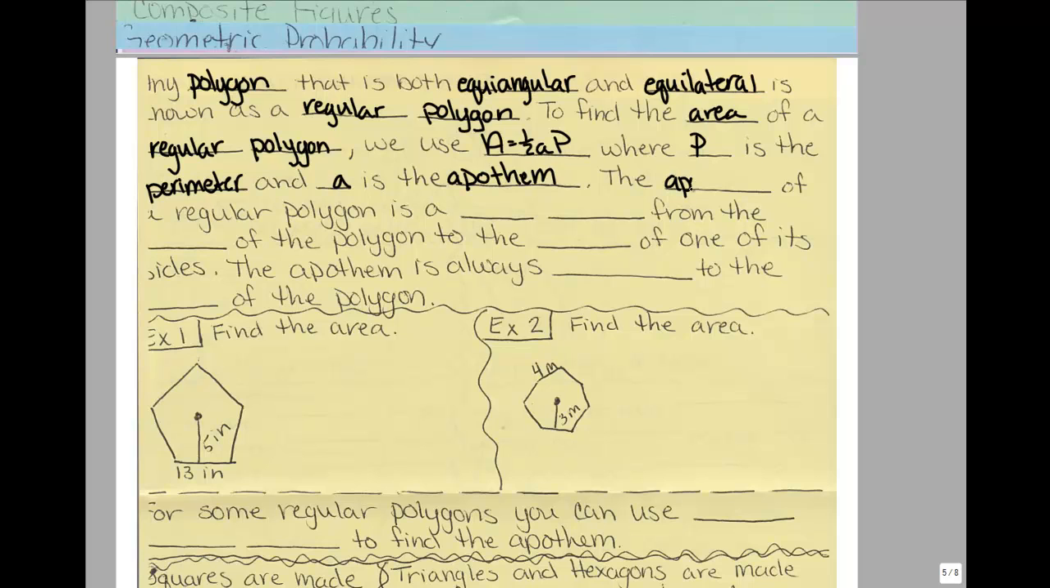The apothem of a regular polygon is a line segment from the center of the polygon to the midpoint of one of its sides. The apothem is always perpendicular to the side of the polygon.